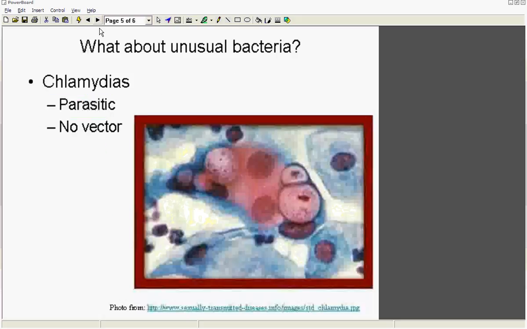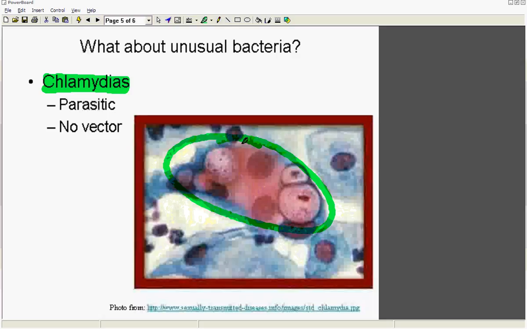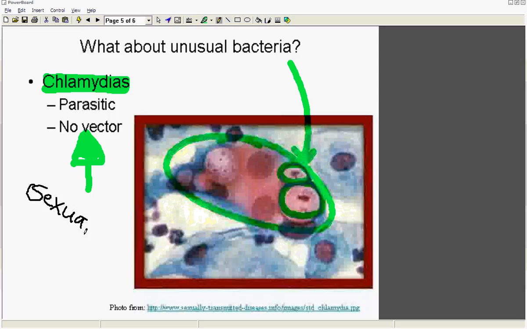Another class of unusual bacteria are the chlamydias. Chlamydias are also parasitic. They are also small. This is a human cell here, and it has chlamydia inside of it, reproducing, such as you see these two bubble-like looking things here. Those are two chlamydia bacteria. These guys do not get spread by a vector. In other words, they don't get spread by an insect, but they do get spread by sexual contact. So this is an example of a sexually transmitted disease.